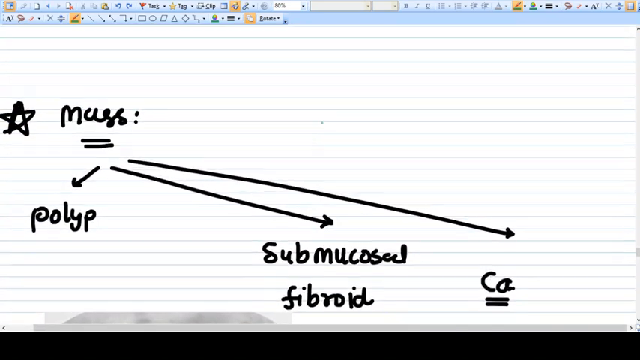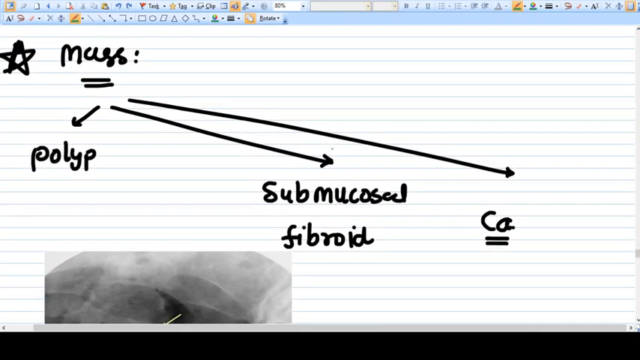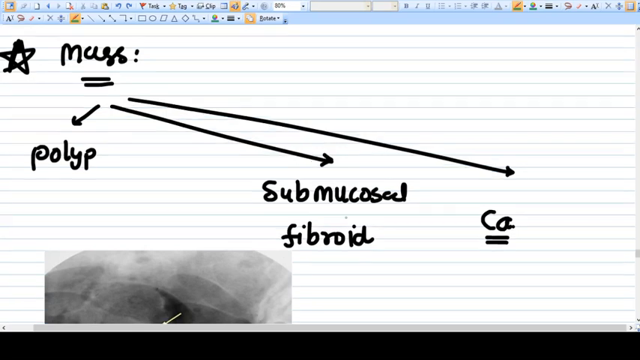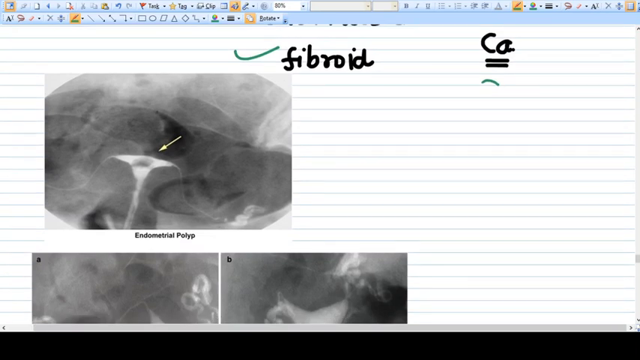Now these pictures were about uterine anomalies, and then we can also identify any mass in the uterine cavity that is obstructing the cavity and the pathway of the dye. Either it can be an endometrial polyp, or it can be a submucosal fibroid, or it can be a carcinoma. So there is a picture of an endometrial polyp. Here you can see the filling defect. Filling defect is very important.